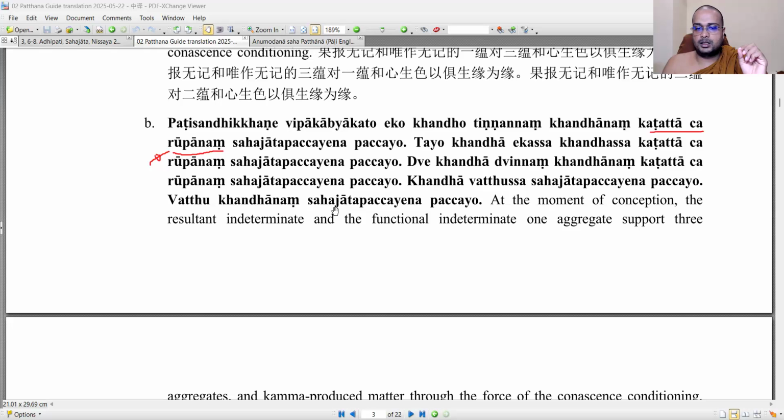And in the case of the four mental aggregates and the heart base supporting each other, reciprocally, Khanda Vattusa Sahajata Paccayana Pachu, Vattu Khandanan Sahajata Paccayana Pachu. So this is a special thing where the aggregates are supporting the heart base and the heart base is supporting back the mental aggregates. So that's why this is included separately.